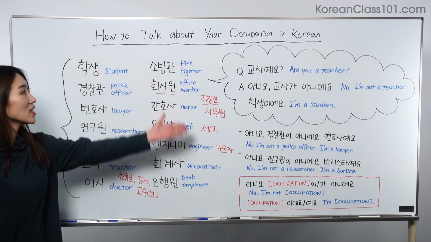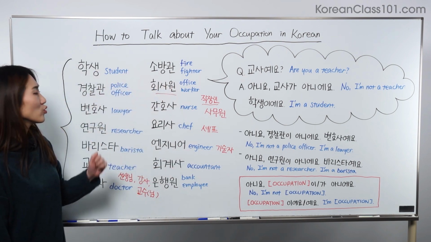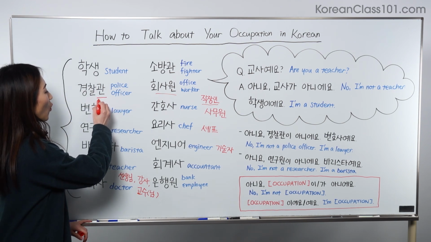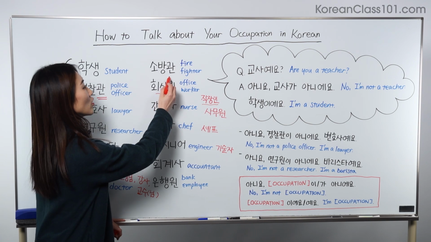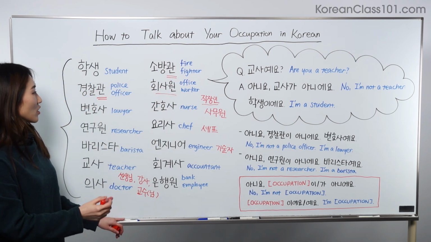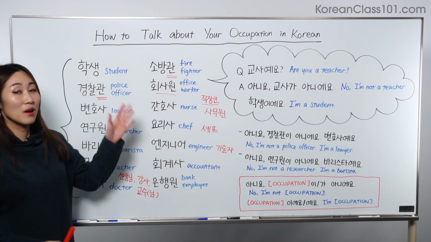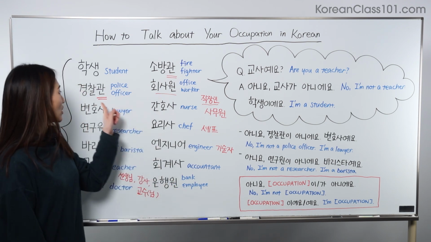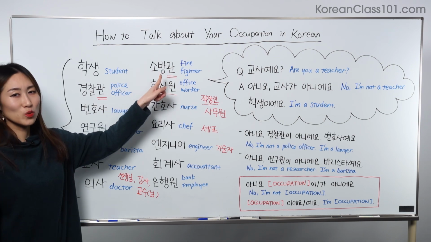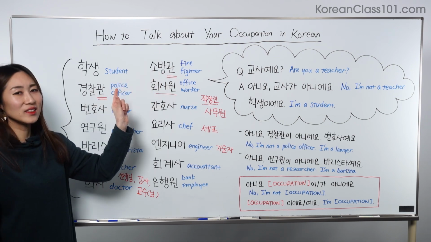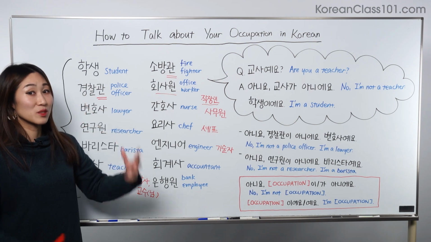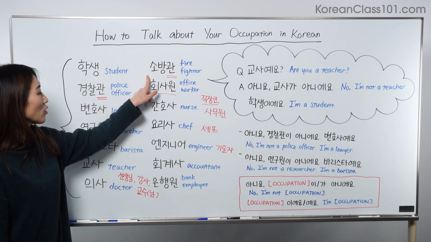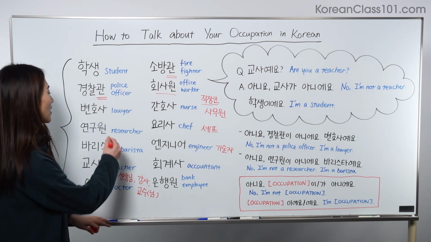So when you see these words for occupations, you will find something in common. For example, with 관, police officer and firefighter, they work for the government, right? So when you have 관 at the end, we often get the impression that this person is working for the government. 경찰관, 소방관.